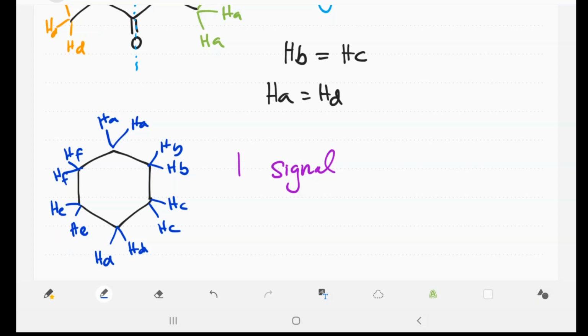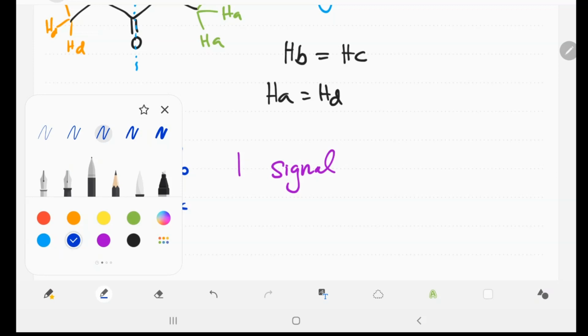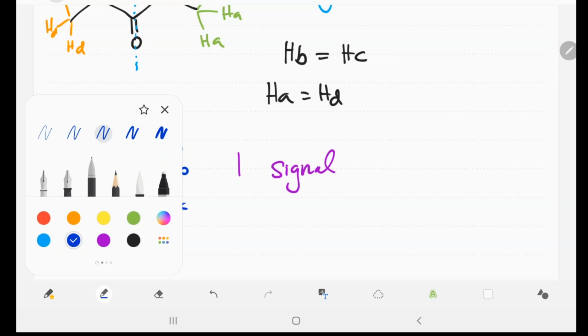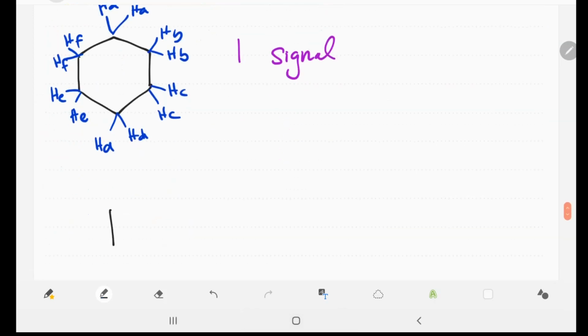All right, if you threw in something like a T-butyl group, yeah, you're going to see more signals. We'll worry about that later. Benzene, of course, you'll only see one.